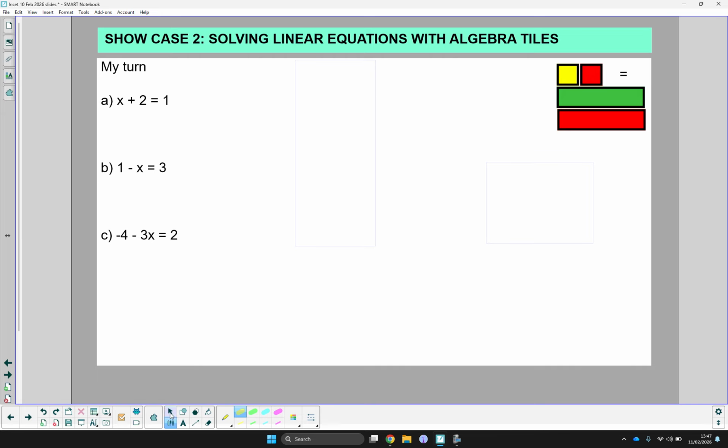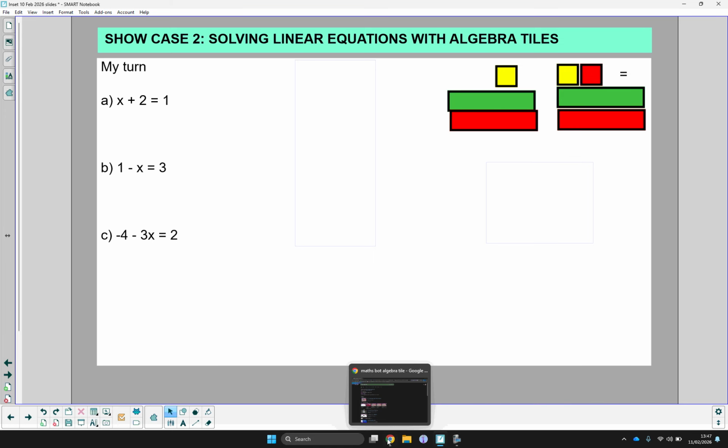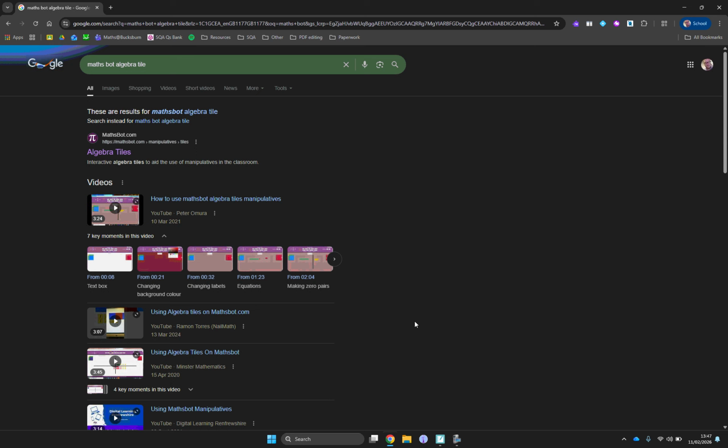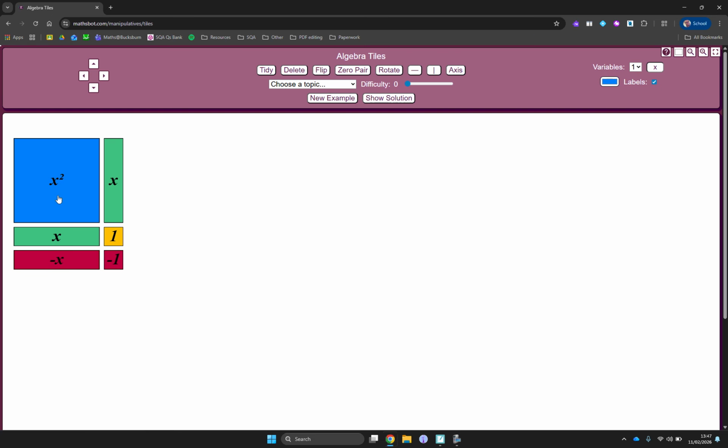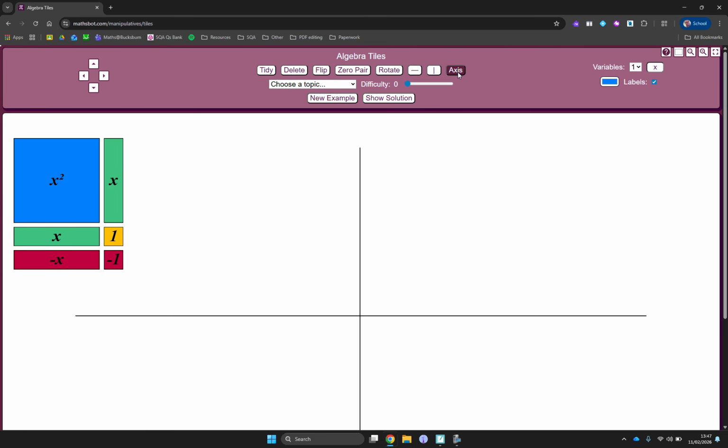And there are a number of ways you can demonstrate this. Here I've got tiles that clone on my whiteboard, but there are a number of websites, and the website I tend to use is the MathSpot website. So here I have Googled MathSpot algebra tiles. Top result, we've got our algebra tiles here. I'm going to put some axes on to represent the two sides of the equation, but you don't necessarily need to do that. So my first equation was x plus 2 equals 1.